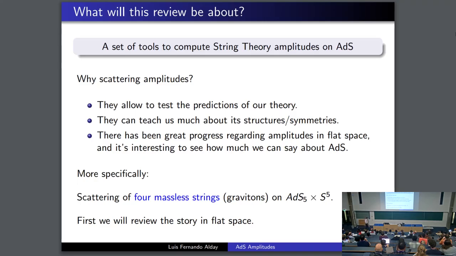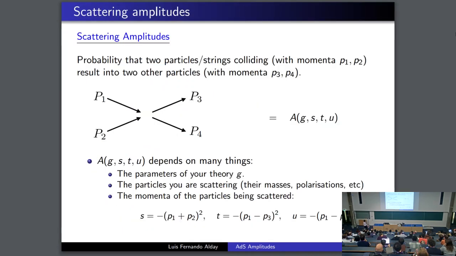Today, more specifically, we will deal with a very specific example, which is the scattering of four massless string modes, or gravitons, on AdS5 x S5. And to give this a review, we will start by reviewing the story in flat space, okay? And please stop me if you have questions.